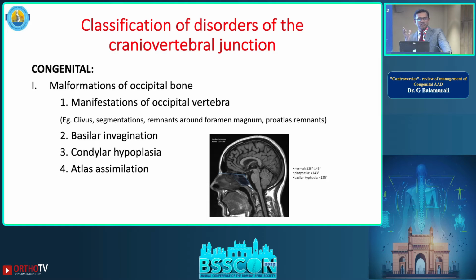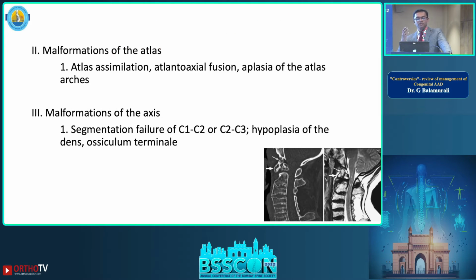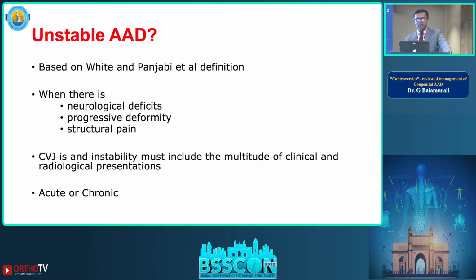You need to understand this before you try to decide whether you want to do a fixation at C1, C2, or occiput, or a foramen magnum decompression, anterior or posterior. So all of these abnormalities have to be understood better. These various malformations that happen at C1, C2 are one of the main reasons for the dislocation at the C1, C2 joint.